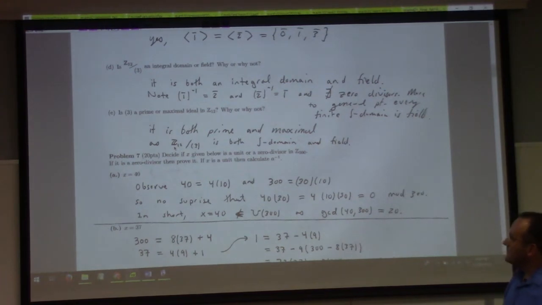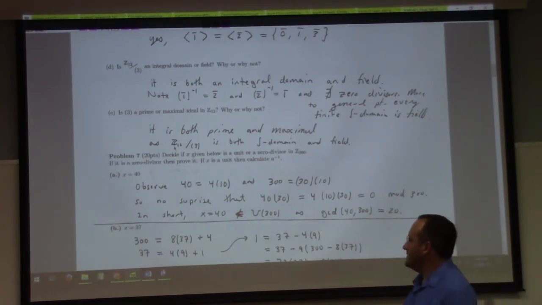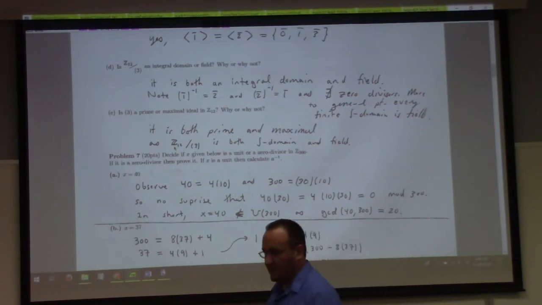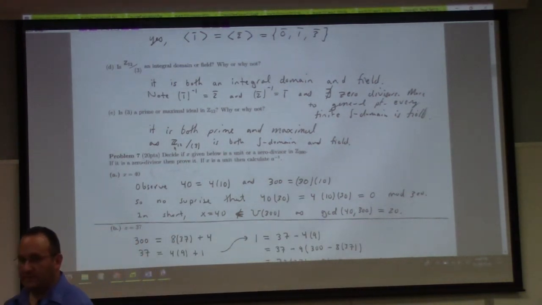All right. Decide if x given below is a unit or zero divisor in Z300. All right, so x equals 40 is a zero divisor because it is not relatively prime to 300. And we have learned that the units of Z300 are those numbers relatively prime to 300. And let's see here. Oh, I show you. Like 40 times 30 is 0 mod 300. And this means that 40 is a zero divisor. Here's an explicit proof of it.